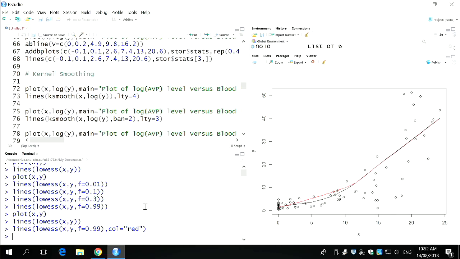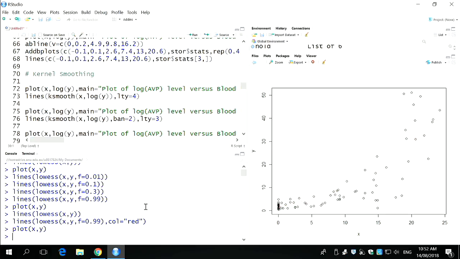Okay, now Ksmooth and LOS give you non-parametric curve estimators. They're both non-parametric methods. What I would like to show you is how they compare with one another, right? So let's do that. Let's go back to the original plot, plot x, y. Then I'm going to put the Ksmooth line on.